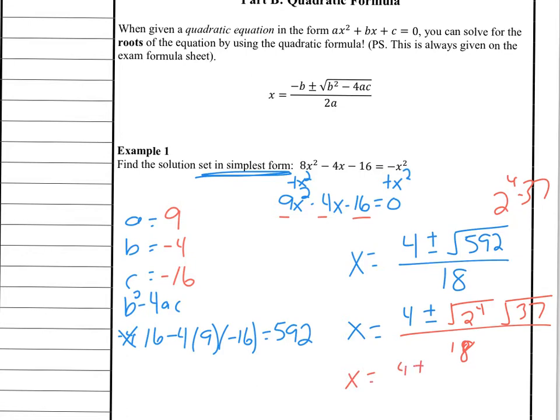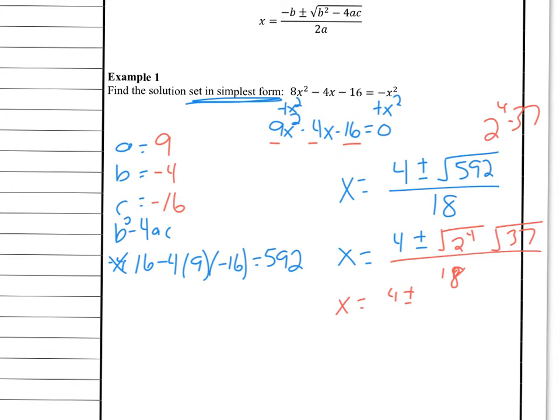So I have 4 plus or minus the 2 to the 4th is going to become 2 squared, which is just 4, square root of 37 all over 18. This is where the simplest form comes into play. You have to break down the radical to do simplest form, and then you have to look at what's left over. Can I divide everything by a number?